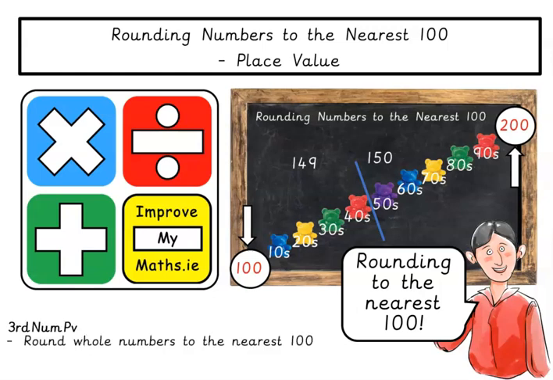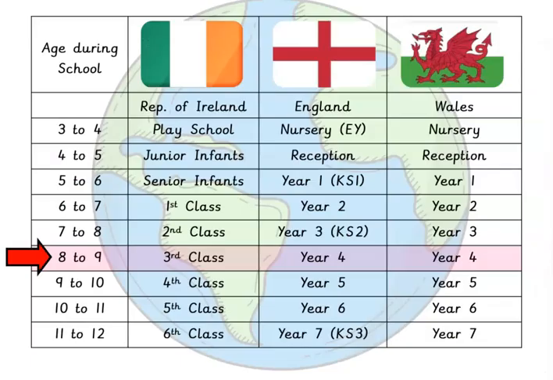Today we're going to be looking at rounding whole numbers to the nearest 100. This lesson was made for children who are 8 years and older, so just make sure it's suitable for you and the class that you're in.